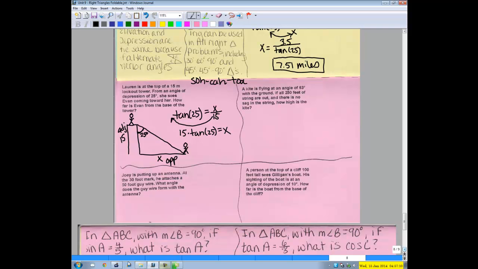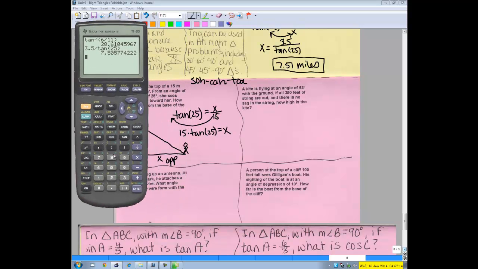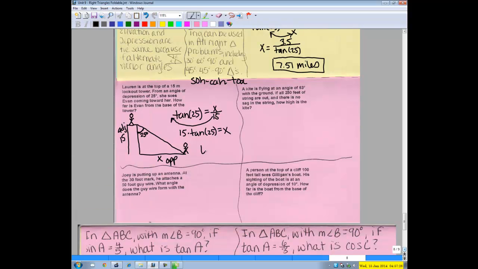So get out your calculator. 15 times tan 25, close parentheses, enter, and it's 6.994, so it's 6.99 what? Meters. So he is 6.99 meters away from the tower.